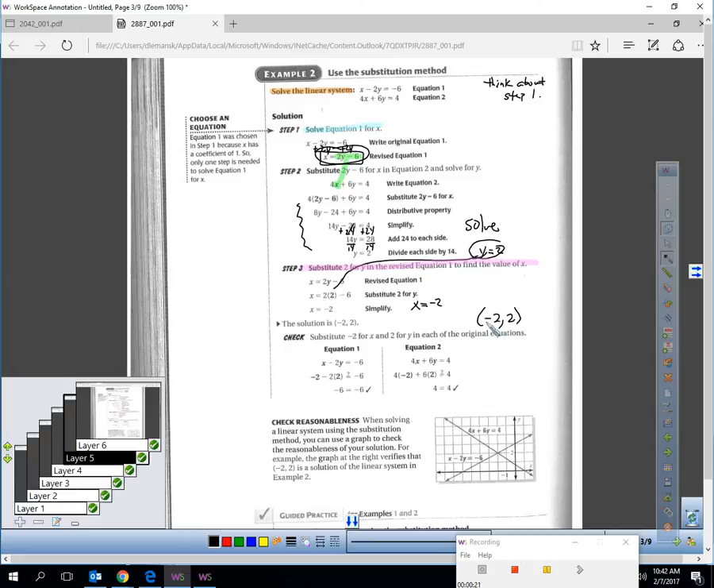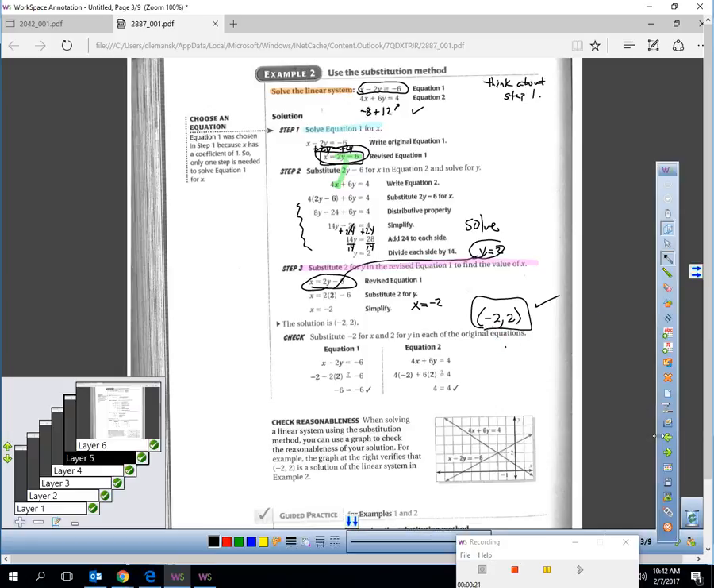Let's check it real quick. Now I already know this works in the first statement, because that's where I derived it from. Let's see if it works in the second equation. I'm going to put a negative 2 in for x. 4 times negative 2 is negative 8, plus 6 times y is 2. 6 times 2 is 12. Does negative 8 plus 4 give me 12? Yes, it does. There's my solution to the system. Negative 2, negative 2. Okay?